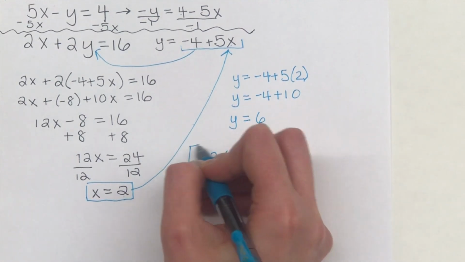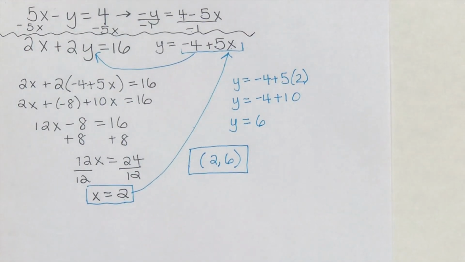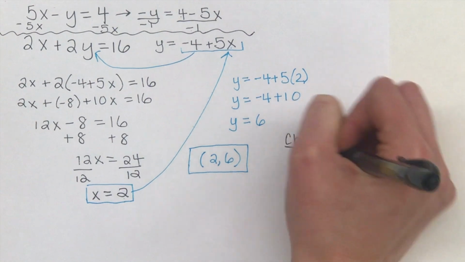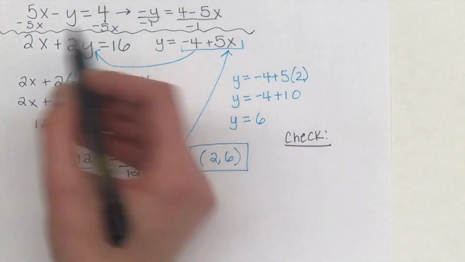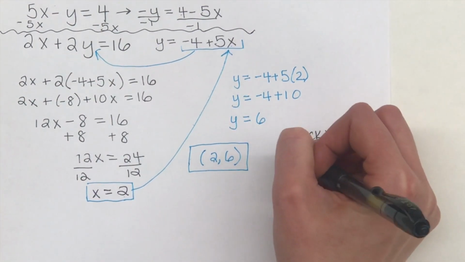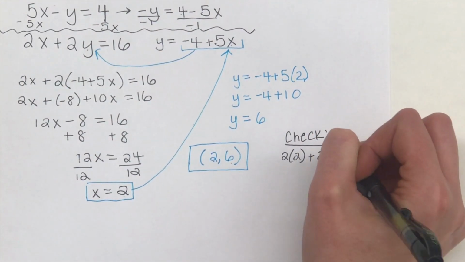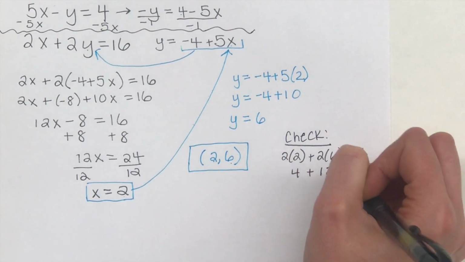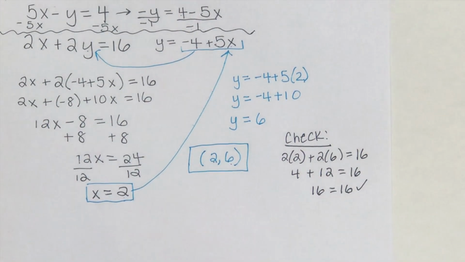Now, this one was a little trickier, so it is probably a good idea to do a check of your problem to make sure you didn't make a careless error or what we call a silly Sally. So over here, I'm going to do a check. And you can pick whichever pair that you want to plug into. So I'm going to plug in my 2 for my x, and I'm going to plug in the 6 for the y. And we're going to see if we get 16. And we're going to have 4 plus 12, that equals 16. So we know that it works in that first equation in our system.